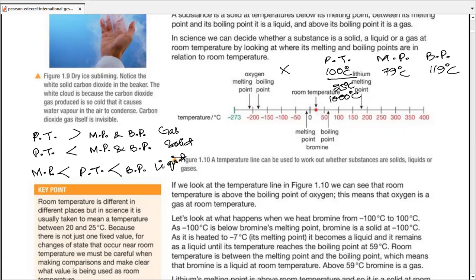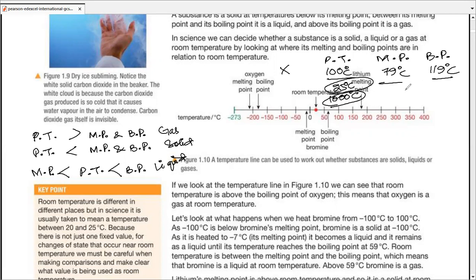Yeah. See, at 25 degrees centigrade, it would be a solid. Heating it up to 79 would make it melt, and at 100 degrees centigrade, it would actually be a liquid. Heating it more up to 119 degrees centigrade would boil it, and it would be converted into its gaseous state. Hence, at 1000 degrees centigrade, it would be a gas. So if the particular temperature is bigger than both of these values, it's a gas. If this temperature is smaller than both of these values, it's a solid. And if this temperature is right in between these two values, I mean, bigger than the melting point and smaller than the boiling point, it is actually a liquid.